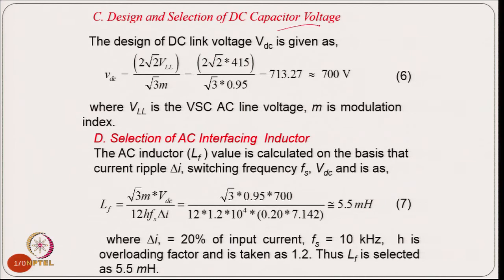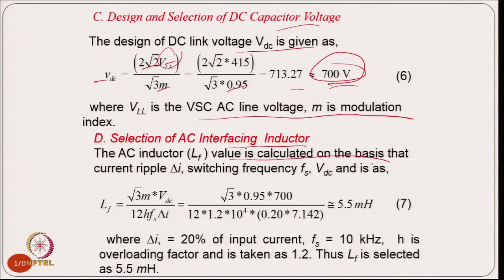Now, the design and selection of the DC link capacitor voltage. The capacitor voltage is calculated from this relation, where L is the line voltage divided by the modulation index. Putting the values we get 703, we select 700 volt, where L is the VSC AC line voltage and M is the modulation index. The interfacing inductor for this is calculated based on the ripple current, switching frequency and DC link voltage, from the standard relation for a 3 phase grid interface. Putting the values we get 5.5 millihenry, where the ripple current is considered 20%, switching frequency 10 kilohertz and overloading factor 1.2, and LF is selected 5.5 millihenry.